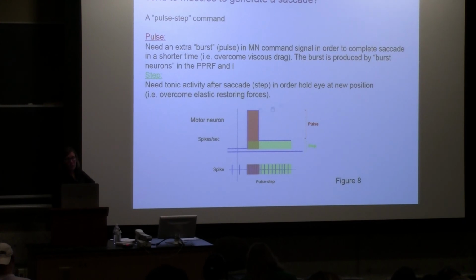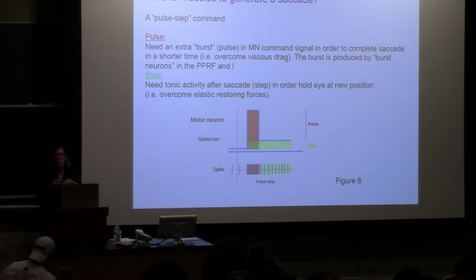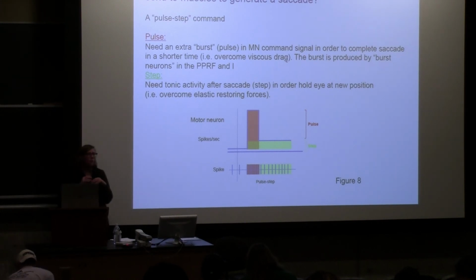Okay, so again, we need this extra burst to drive the saccade and complete a saccade in a shorter time to overcome the viscous drag. And the idea is that's produced by a particular group of neurons. What we have actually been able to do as neurophysiologists is go into the brain, and remember that area I showed you in blue on one of the very first slides called the PPRF? That has neurons that only burst during saccades. They're off during fixation, they burst during the saccade, and then they're off again when you're at the new target. So they really have what looks like a velocity signal.